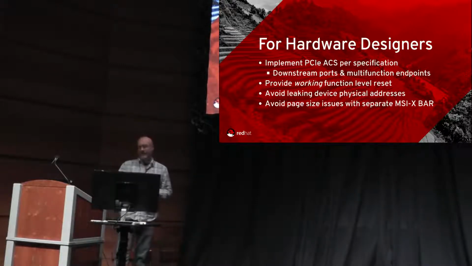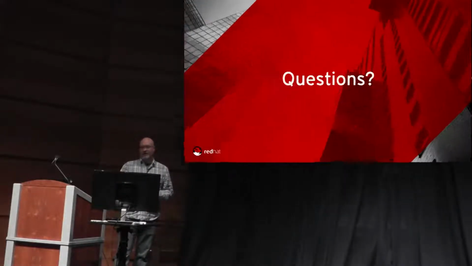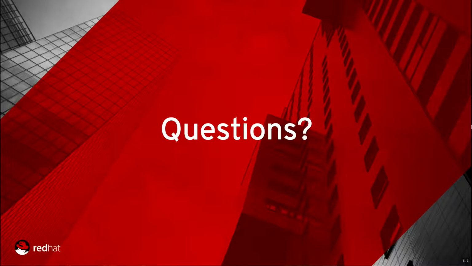And as I mentioned with the MSI-X bar, it seems like the best way to avoid page size issues with the MSI-X vector table is to simply make use of the MSI-X table in a different bar, a separate bar from anything else. And then you don't have to worry about those sorts of issues. So I don't know if I have any time for questions, but if there are any.